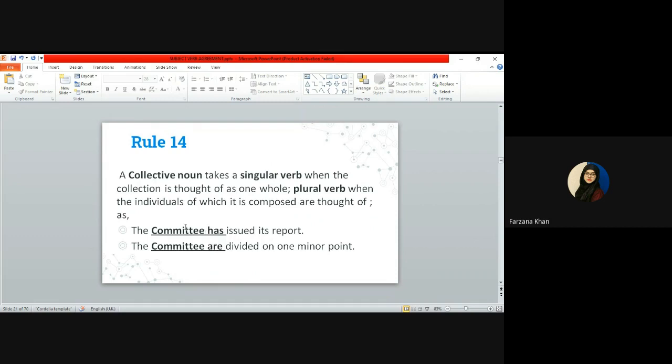So you will go for the singular verb when the collective noun is taken as an entity, as a single entity. It requires a plural verb when the individuals of which it is composed are thought of as different individuals.